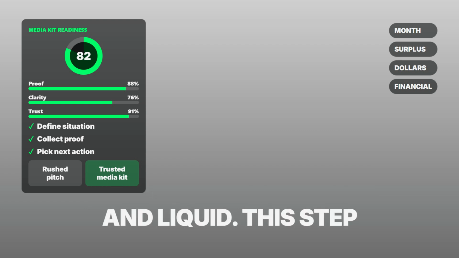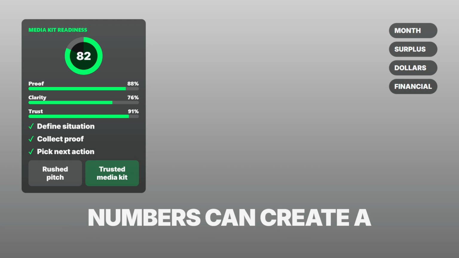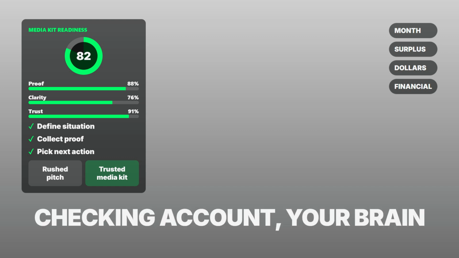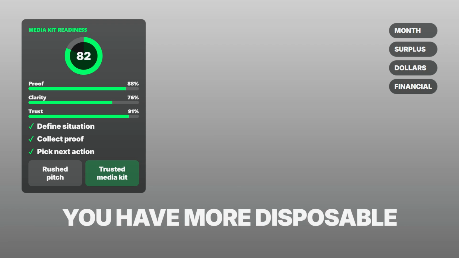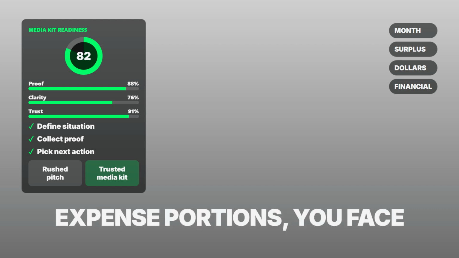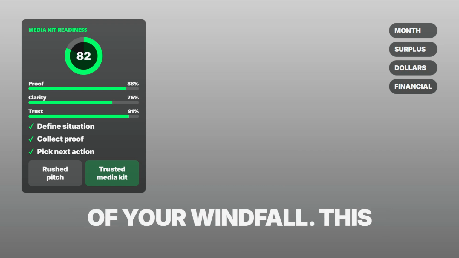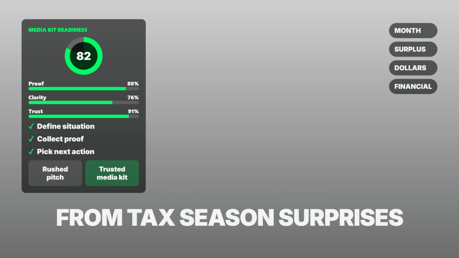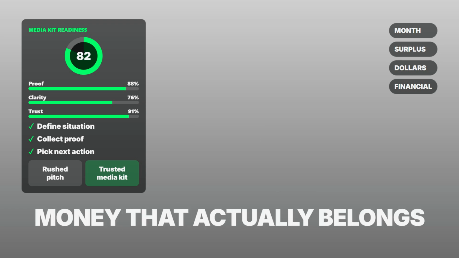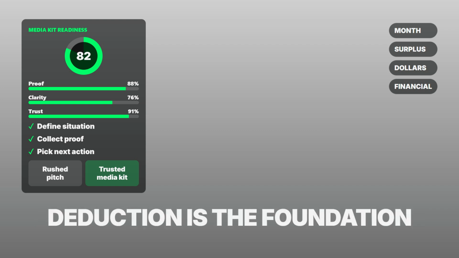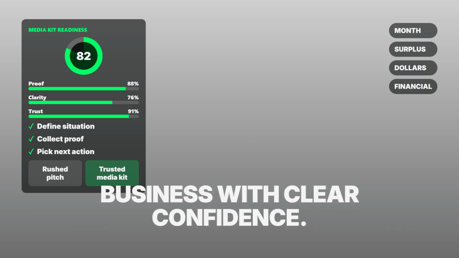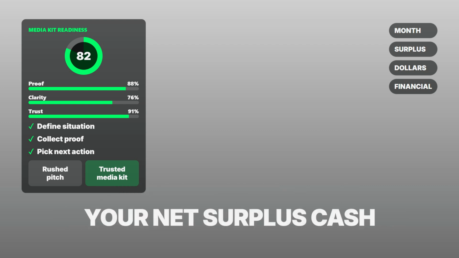This step is critical because gross numbers can create a false sense of security. When you see a large balance in your checking account, your brain tricks you into thinking you have more disposable income than you actually do. By immediately carving out the tax and expense portions, you face the raw financial truth of your windfall. This analytical habit protects you from tax season surprises and ensures that you are only making spending or saving decisions with money that actually belongs to you. This systematic deduction is the foundation of professional cash management for solo operators, allowing you to manage your business with clear confidence.